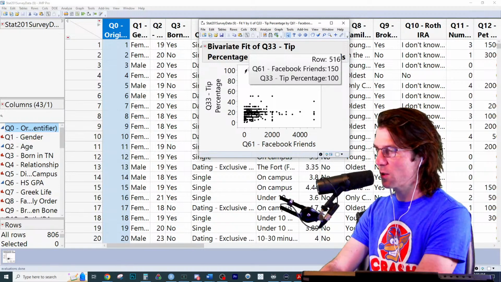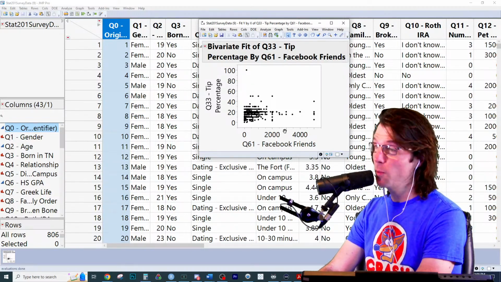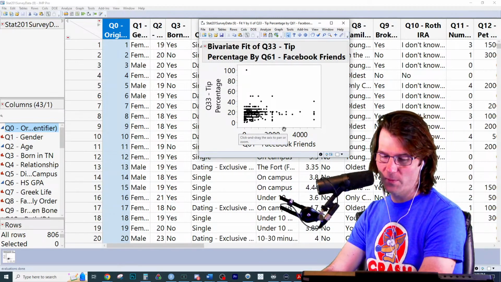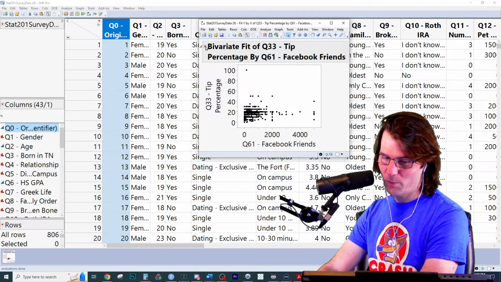You can hover over it and see that's person 516. And they have 150 Facebook friends, and they tip 100%. So they go out and spend $100 on food. They tip $100. Man, I'd love to wait tables and have them there. Something tells me they didn't quite understand the question, or they're not being honest, or they don't go out to eat much. One of those things may be true.